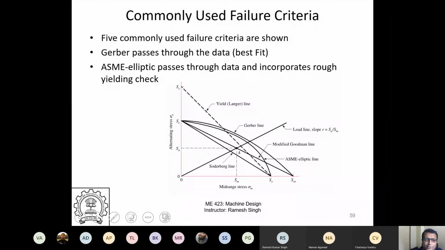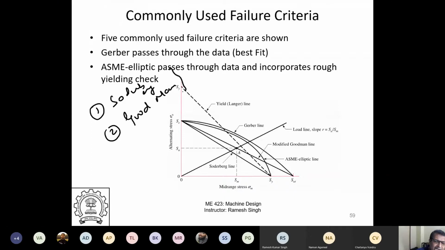First, we want to identify some of the key criteria which we use in fatigue modeling. The simplest one, and a very conservative estimate, is the Soderberg criteria. The second one is Goodman, and these are very old, pre-1930s criteria for fatigue.